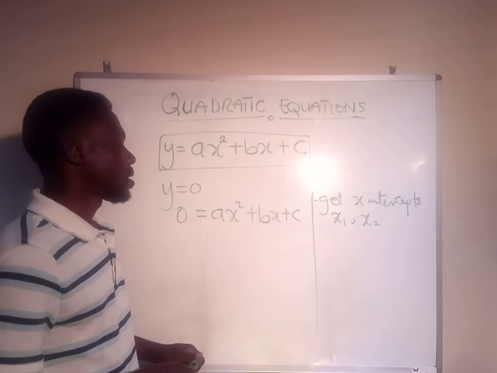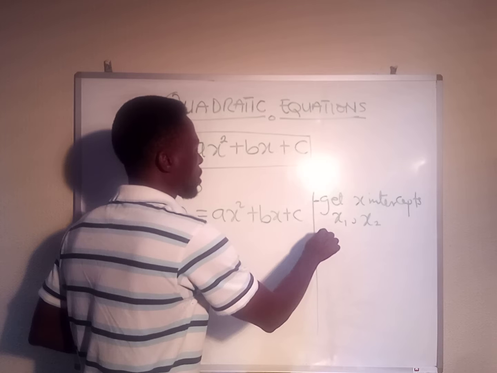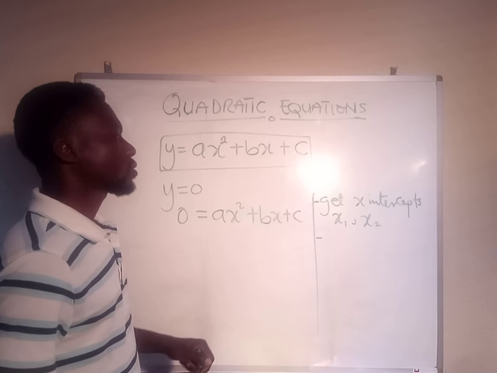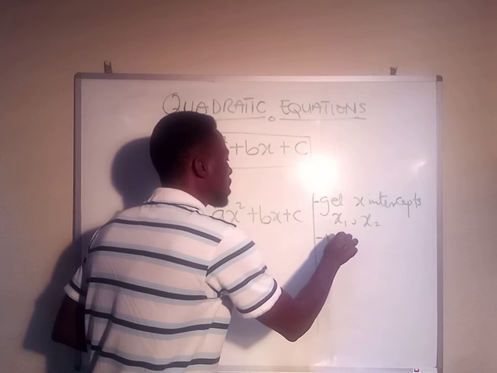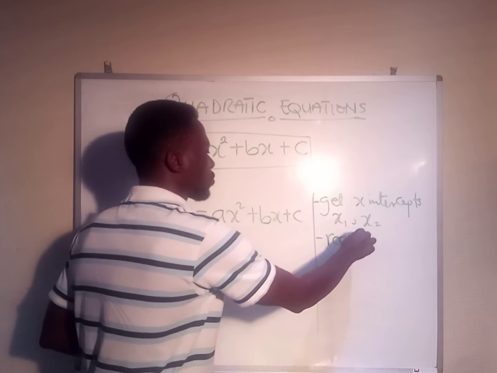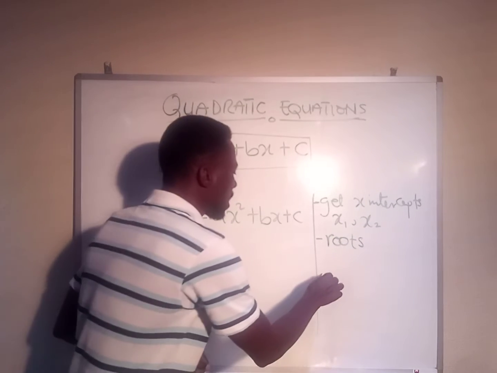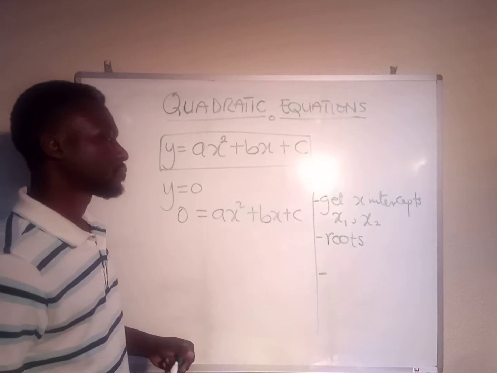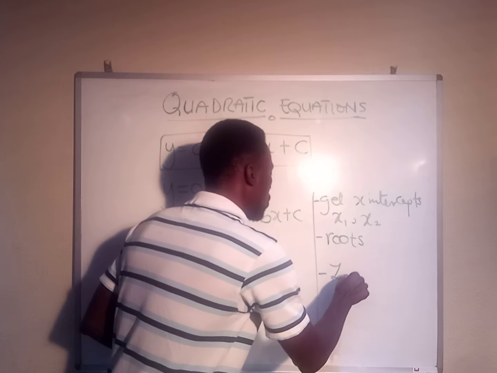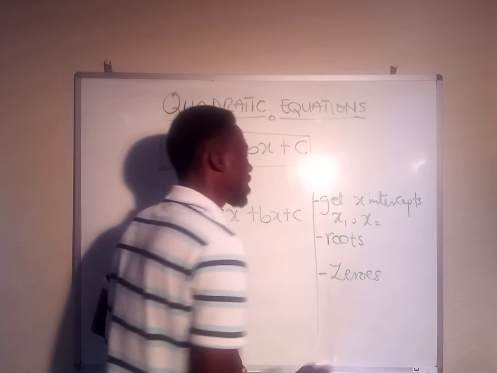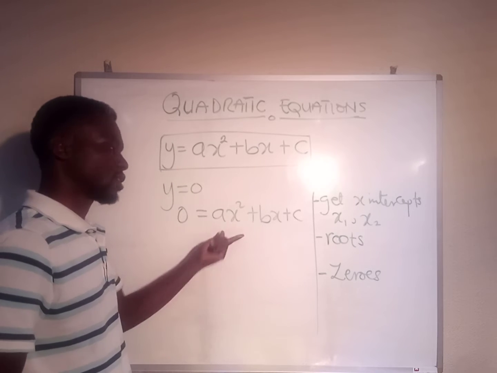If we solve the quadratic equation and we are looking for the x-intercepts, we also say that we are looking for the roots. The answers that you get, x1 and x2, are the roots of the equation. The third thing we can say is that whatever answers you get for your x values, they are the zeros of the equation.